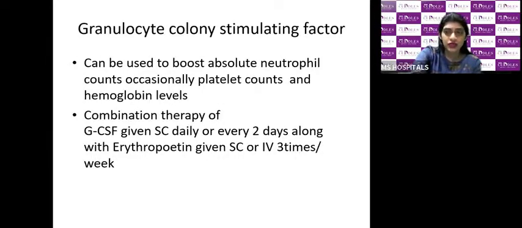Another way to increase counts is granulocyte colony stimulating factor. It can be used to boost absolute neutrophil count, occasionally platelet counts, and hemoglobin levels. Combination therapy of GCSF given subcutaneously daily or every 2 days, along with erythropoietin given subcutaneously or IV 3 times a week.